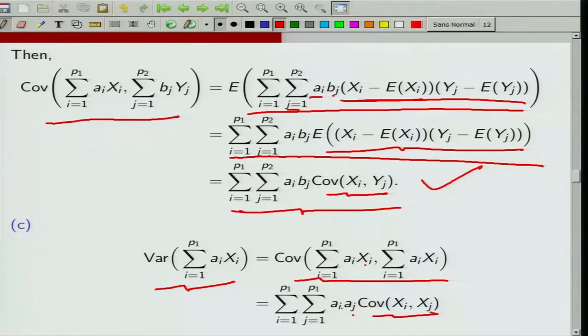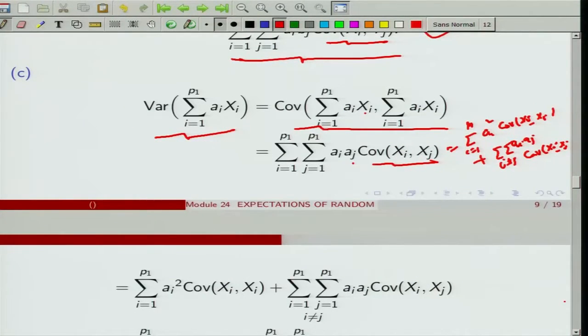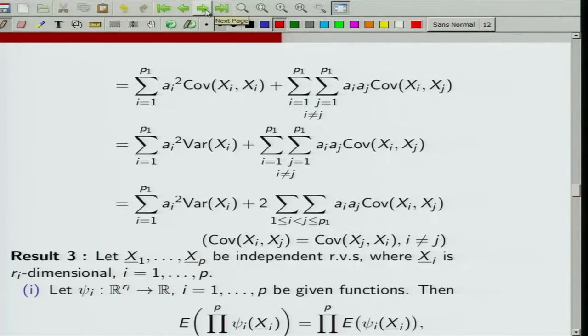Now, I take when j is equal to i. So, this becomes summation i equal to 1 to p1. When j is equal to i, you get a_i square covariance of x_i x_i. Then you look at i not equal to j, a_i a_j covariance of x_i and x_j. That is what will be done now. So, this becomes i equal to j terms, a_i square covariance of x_i x_i, and i not equal to j, a_i a_j covariance x_i x_j.